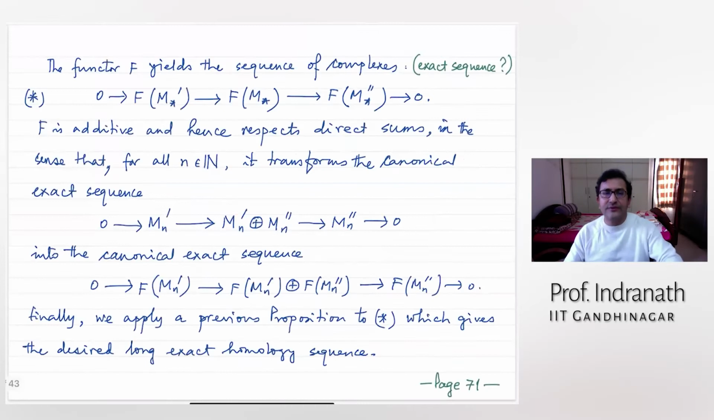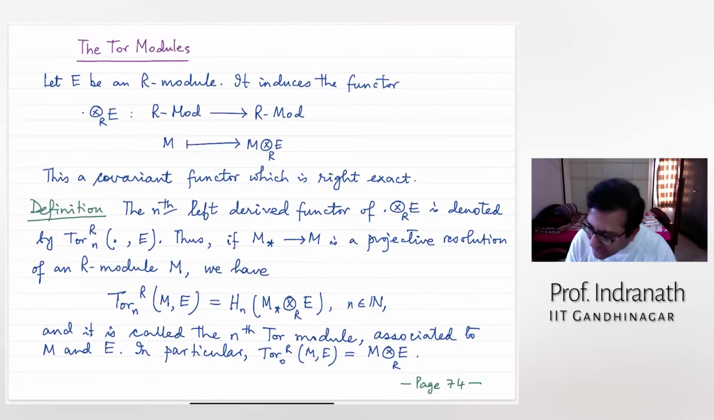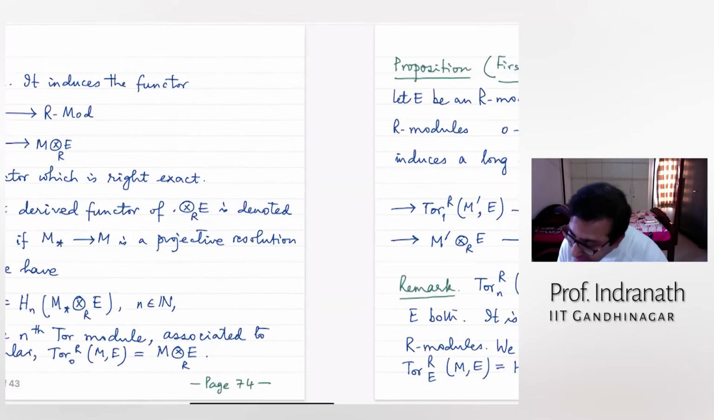Okay, so we were in the derived functors, and we had defined that the tensor product is a covariant functor, and this was the definition of Tor as a homology module. Where M star was a projective resolution that you have started with, and what we have done so far is that once you have used a projective resolution, you have to show that this definition is independent of the projective resolution you choose. That means it is well defined. That has been done here.